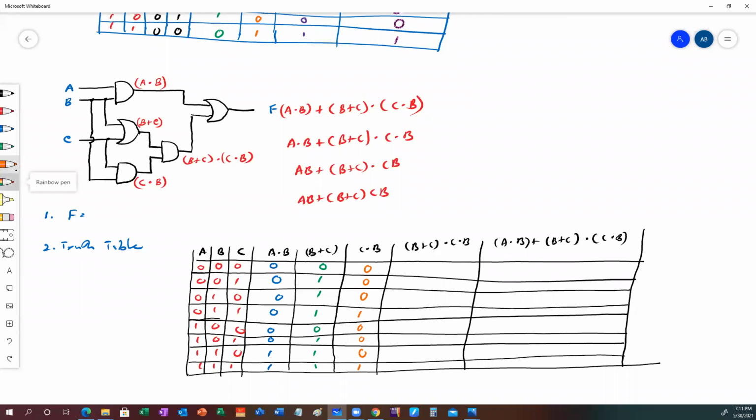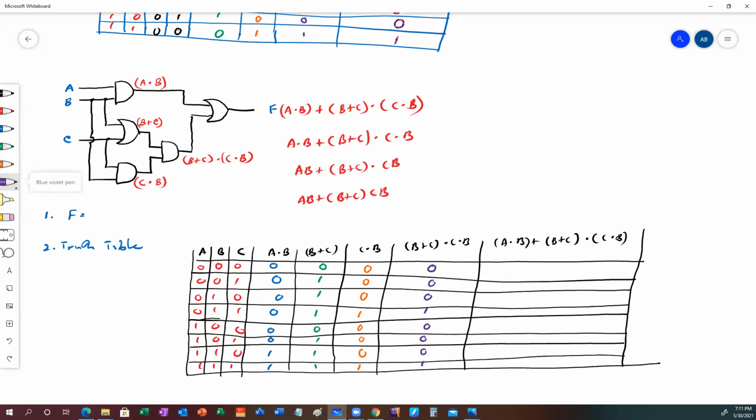Right, next one. Let's have this one. These two ending. 0, 0, 0, 1, 0, 0, 0, 1.